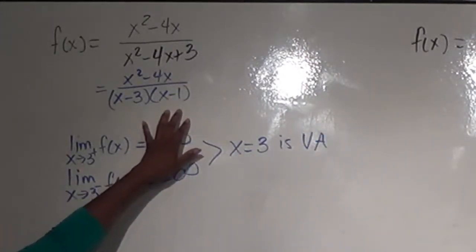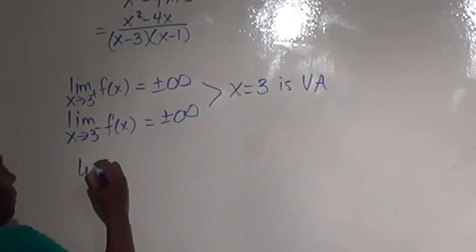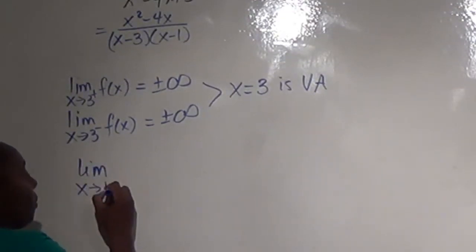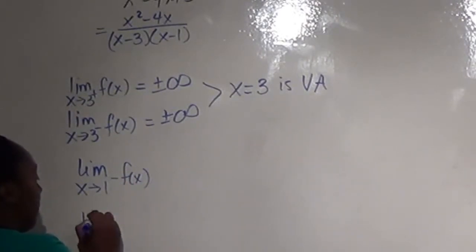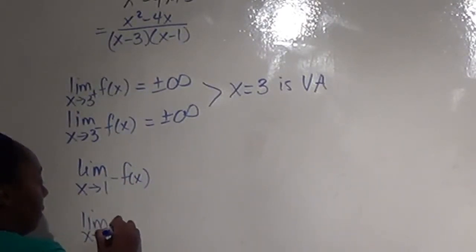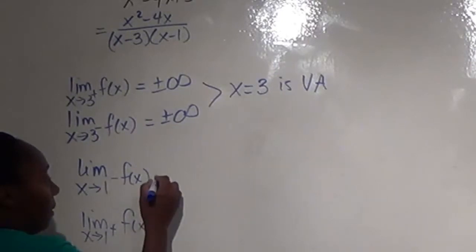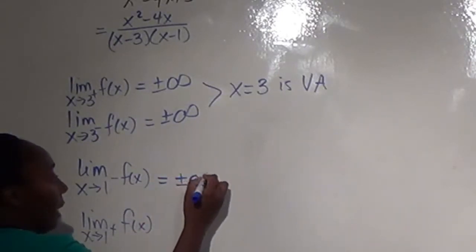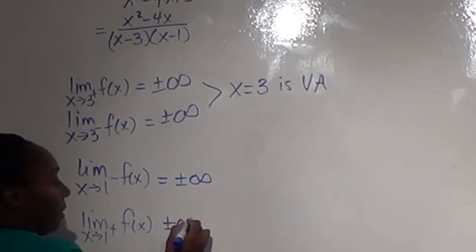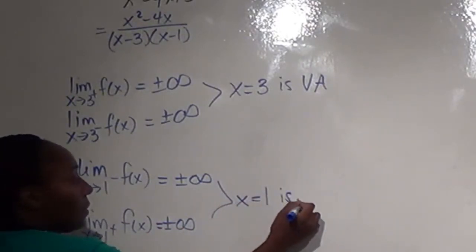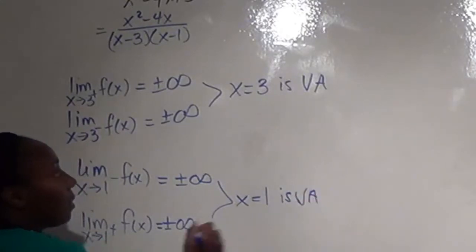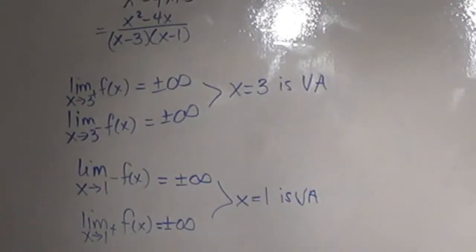Likewise, the same thing can be said about x equals 1. If we look at the limit as x goes to 1 from the negative side or from the positive side, we can see that these again are going to be infinite limits. Okay, so we again get that x equals 1 is a vertical asymptote.